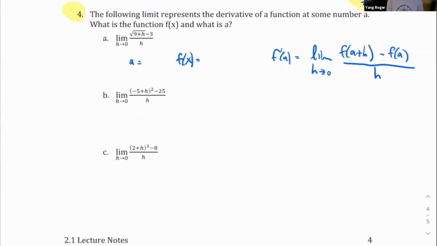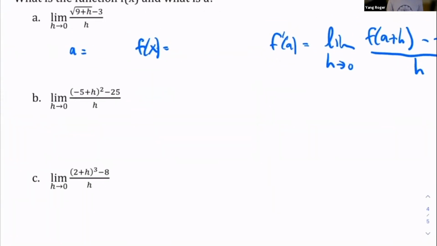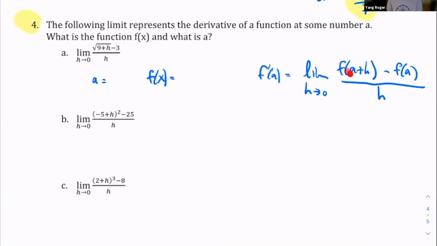So when you look at this expression right here, and especially since you compare it with this right here, look, the square root of 9 plus h seems to match the f of a plus h. And the minus 3 seems to match the minus f of a. So does anyone have a guess as to what our function is going to be? It should look something like this. Does anyone have any feeling? Jasper says the square root of x. I think that's a great guess, Jasper.